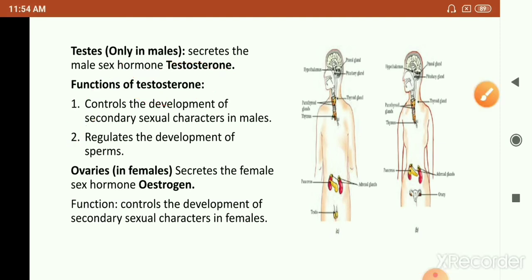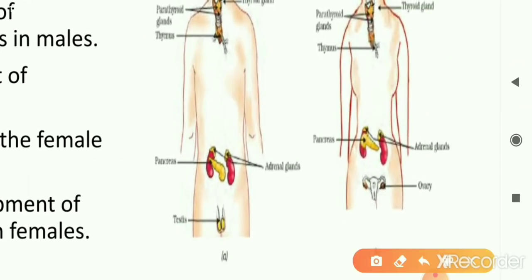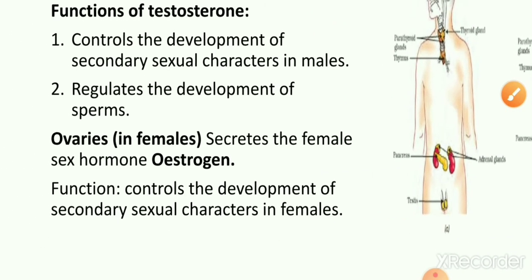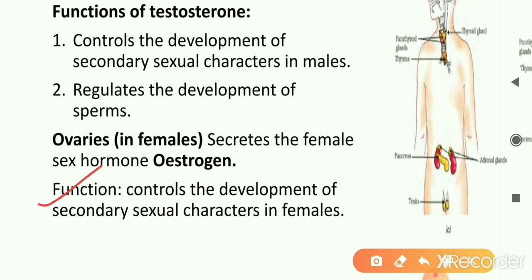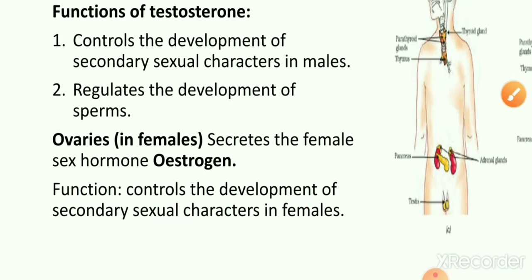Similarly, in females, in the abdominal cavity, there is a pair of ovaries, right? The ovaries release the hormone estrogen, which controls the development of secondary sexual characters in females. There is one more hormone released by the ovary called progesterone, and this progesterone helps in maintaining pregnancy, right?